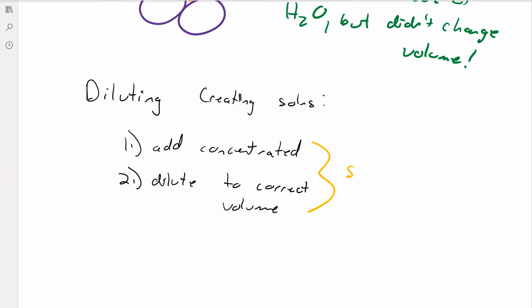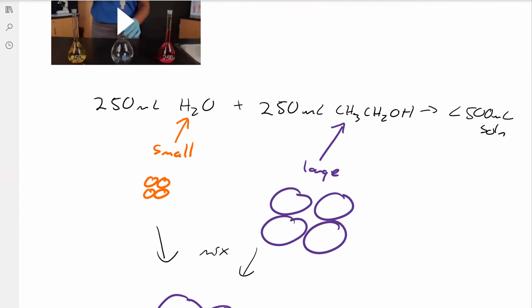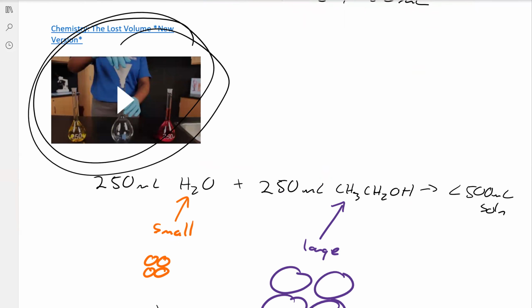There are some caveats here for safety. Sometimes the order in which you mix components is important. So there might be some small differences here. But the main point you want to realize is that when you're making solutions, you always dilute to a certain mark. You don't do simple math of 250 plus 250 is equal to 500, because that's not always true. And again, check out the video. It's like 2 minutes long. It's pretty cool.